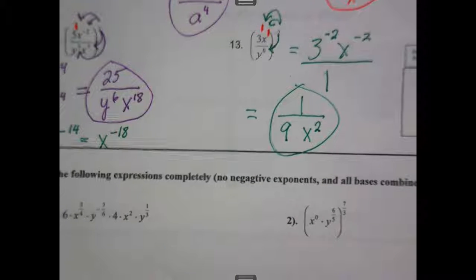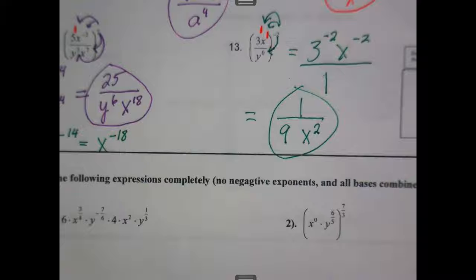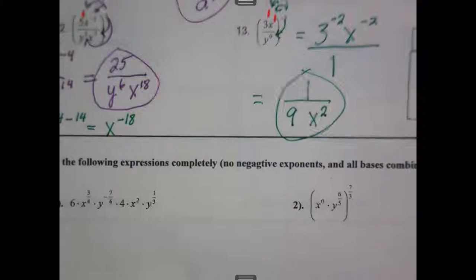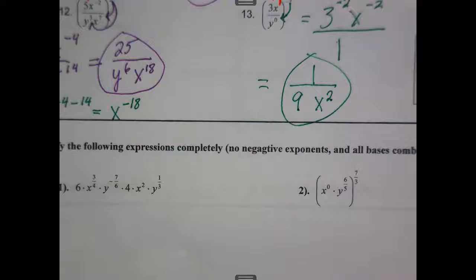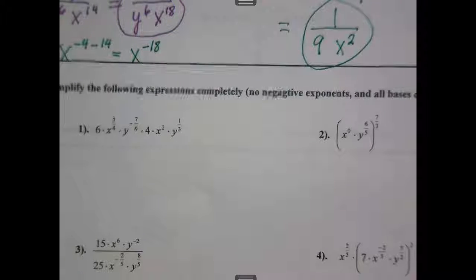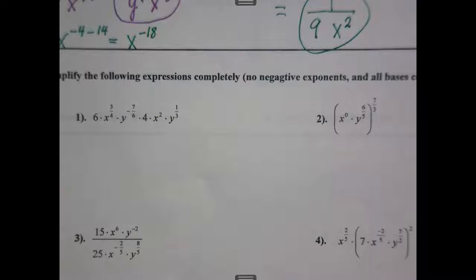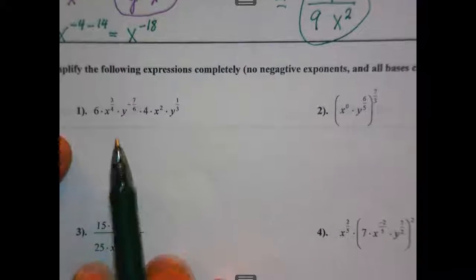All right. That was exponent properties with whole numbers. Now we deal with rational expressions or exponents, which are fractional exponents. This is 6.4 part 1. Let's look at number 6.